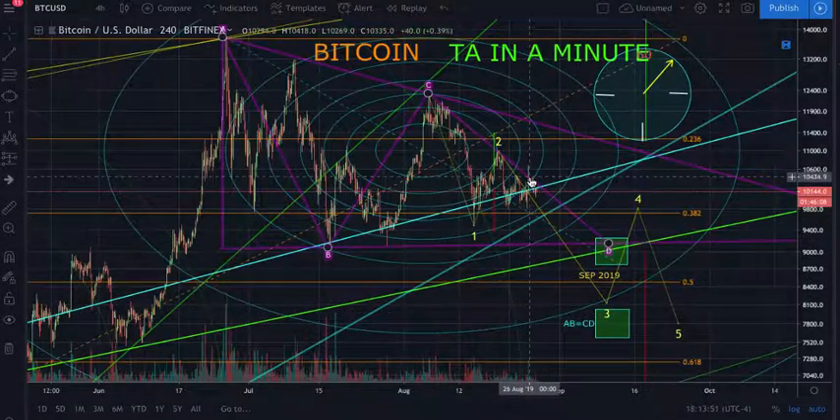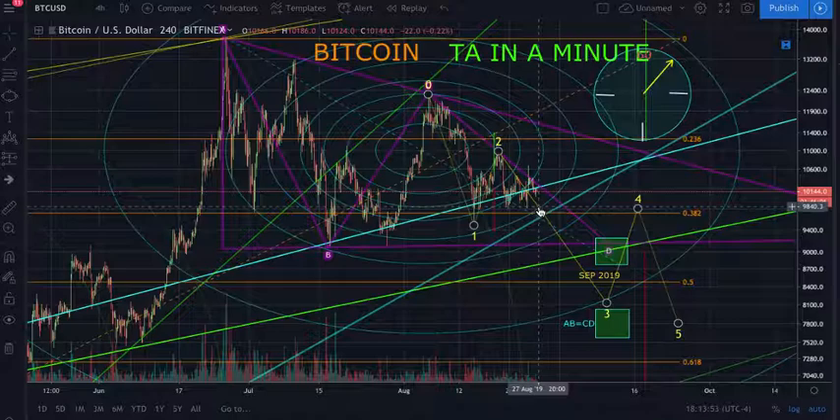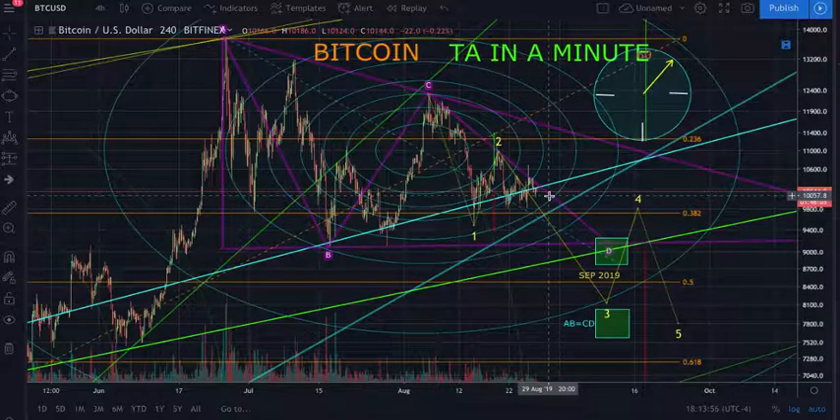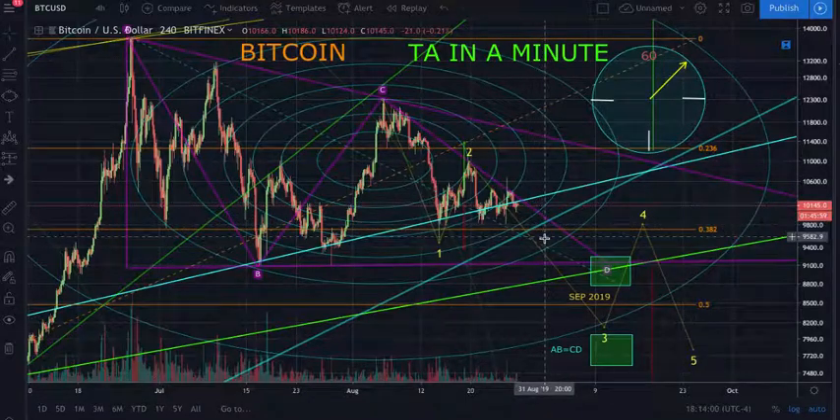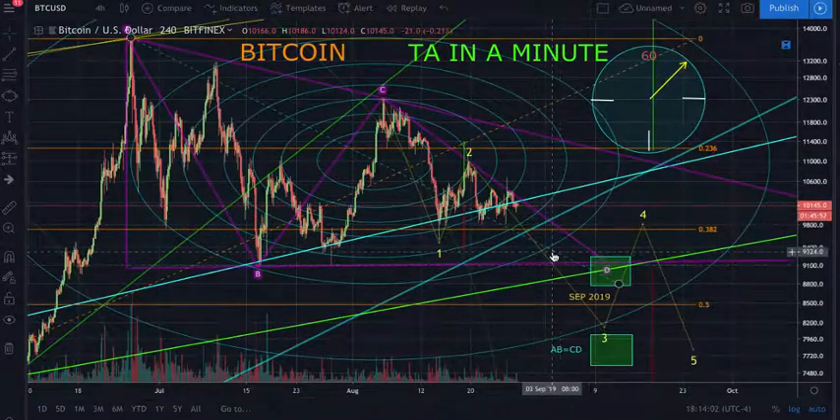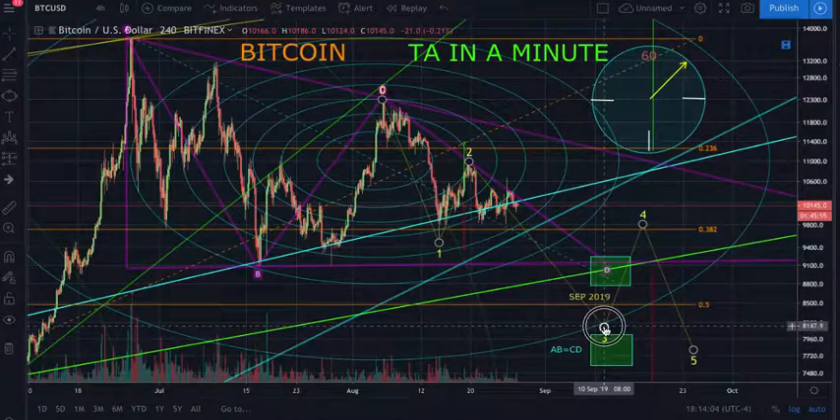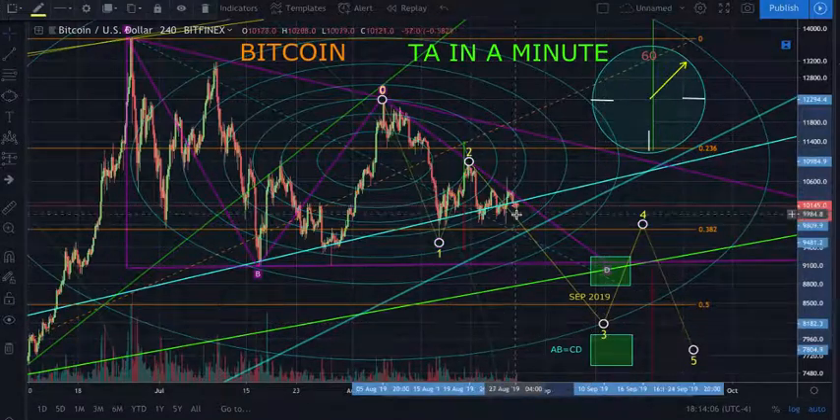So what's going to happen, we're going to come down here, we're going to get a reaction on this, bounce around, probably get picked up, hit this spot right there, we're going to get knocked down, we're going to interact with the fib circle and this line we have coming down here that we had been bouncing off.